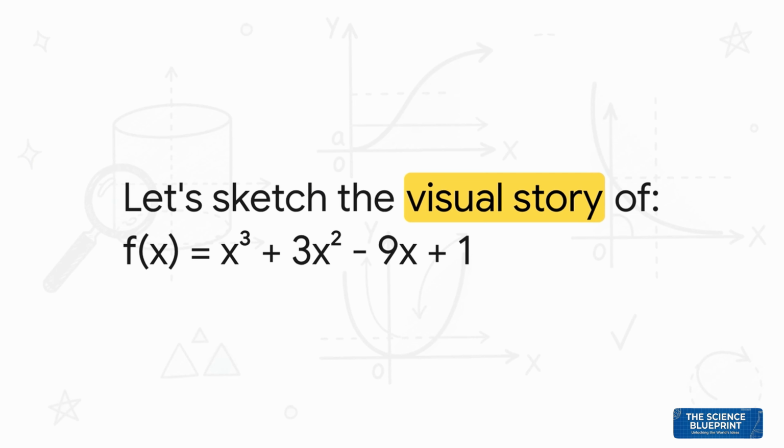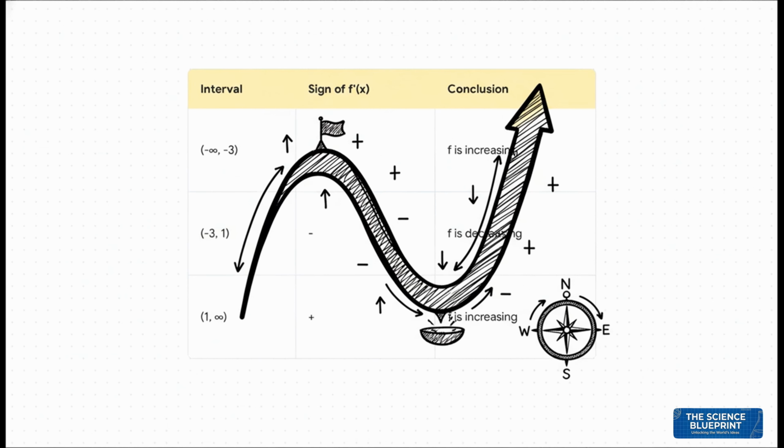I mean, you can't just look at that and know its shape, right? We have to use our calculus tools to really uncover its secrets. First, we use the first derivative. This tells us where our function is headed. We can see right here that it's climbing up until x equals -3, then it drops until x equals 1, and then it starts climbing again for good.